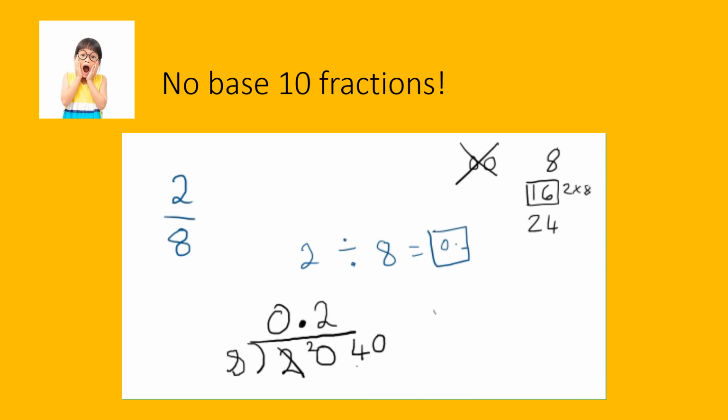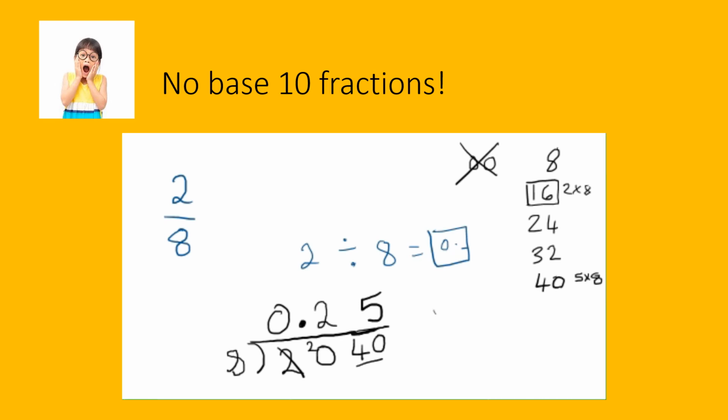Okay, so now I'm looking at 40. How many 8s are there in 40? Well, if you carried on writing out your times tables, so 32, then it's, yes, 40. So this is 5 times 8. And here the answer is 5.